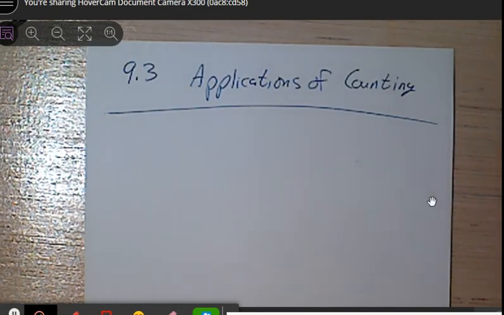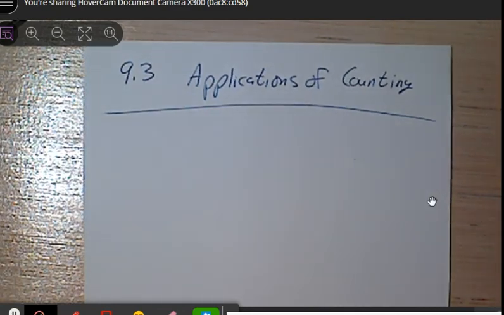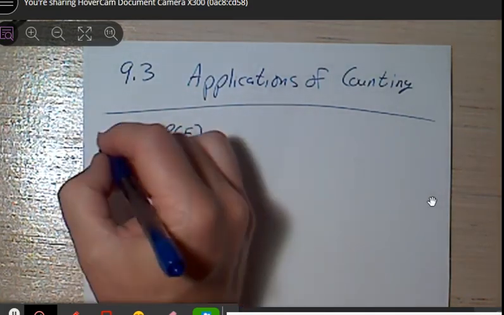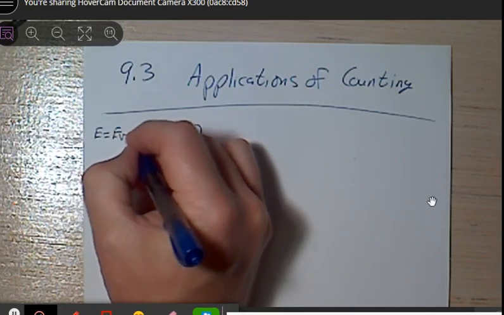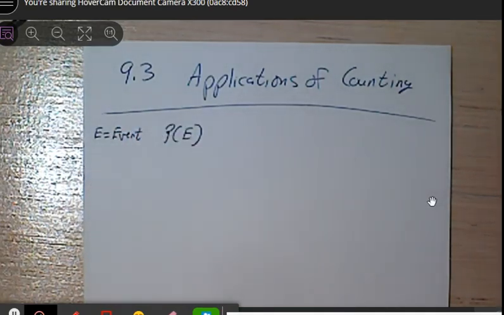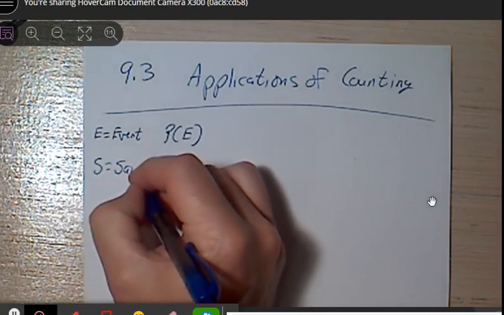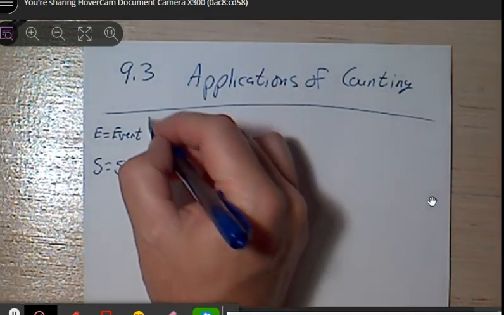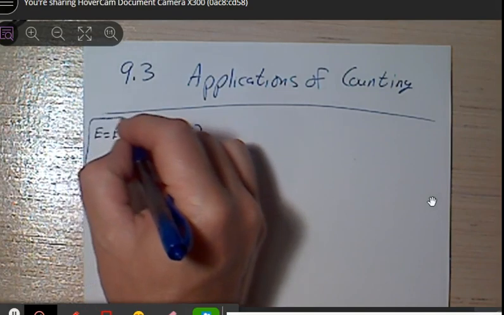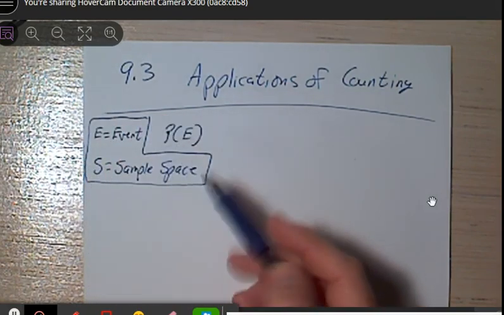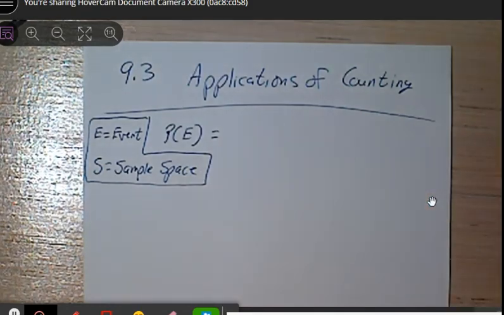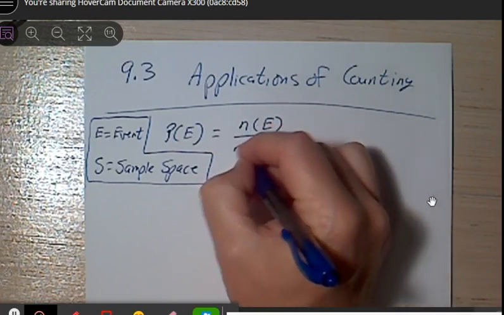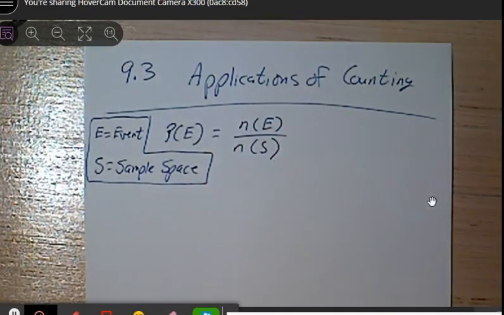And probably the one thing that they use throughout 9.3 that they come back to is that if you're talking about an event, that something's going to happen, there's some event you're looking for, then you have to figure out what your sample space is, which they call S. So if E is the event that you're looking for, S is your sample space. The probability of getting that event, again, I think we did the basics on this a little while back, is the number of ways you can get that event divided by the number that's in the sample space.